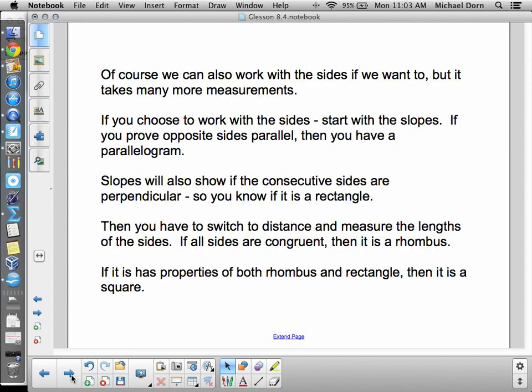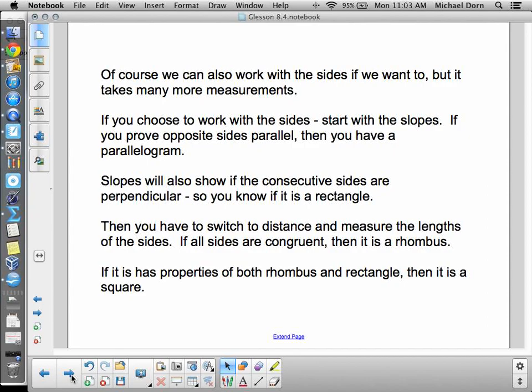Now, like it says, you could always work with the sides if you want to. There's some people who get confused with the diagonal rules. But it takes many more measurements, or at least 2 more measurements. You'll have to take probably 8 measurements to work with the sides. If you choose to work with the sides, start with slopes, because slopes are the quickest formula. Are the opposite sides parallel? And are consecutive sides perpendicular or not? You'll be able to tell that from the slope, whether they're parallel or perpendicular.